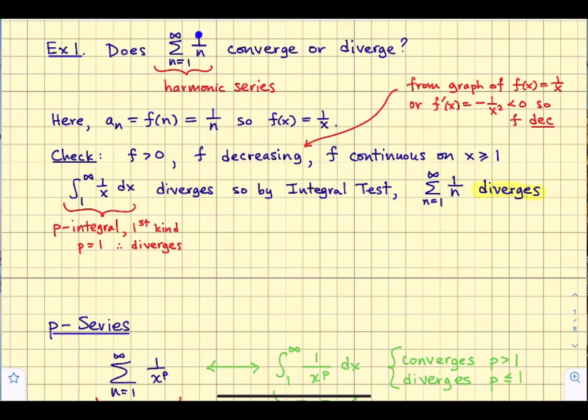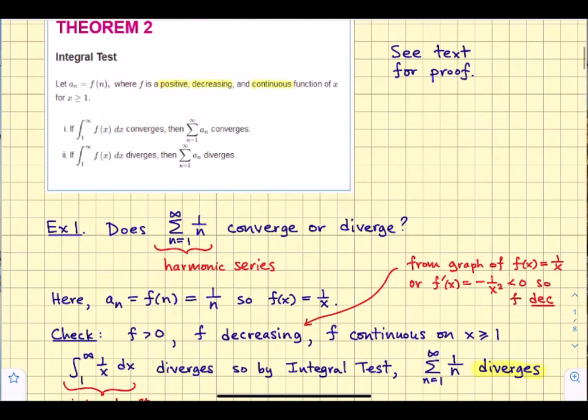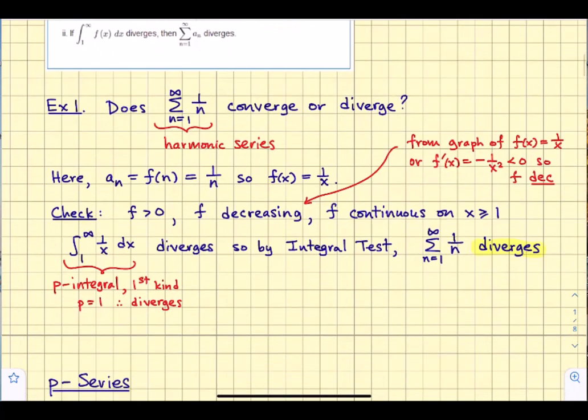So here our a sub n is our f of n, which is 1 over n, so our f of x is 1 over x. Remember the hypotheses are that f has to be a positive, decreasing, and continuous function on some interval from, say, a to infinity. So here our function is certainly positive on 1 to infinity. It's decreasing on 1 to infinity, and it's continuous on 1 to infinity.